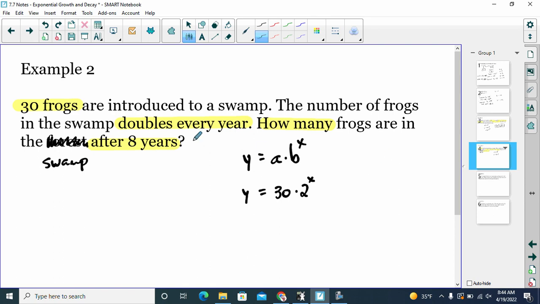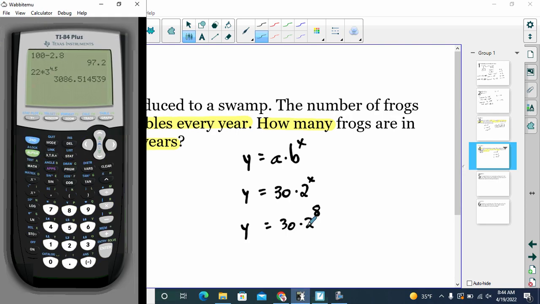It doubles every year, so after 8 years, we would put 8 in for our x, and we are trying to solve for y. We want to multiply by 2 8 times. So 30 times 2 to the 8th gives me a lot of frogs. 7,680 frogs.